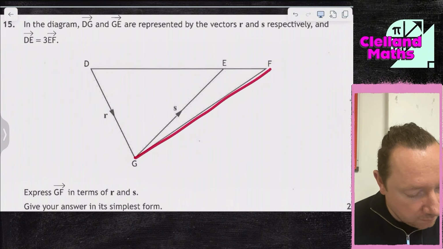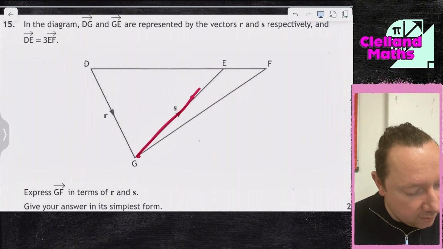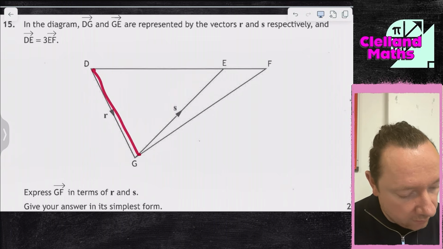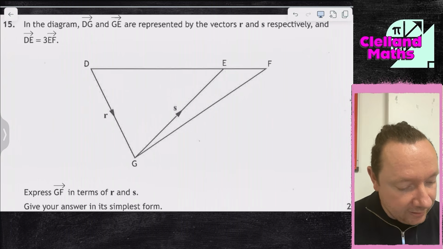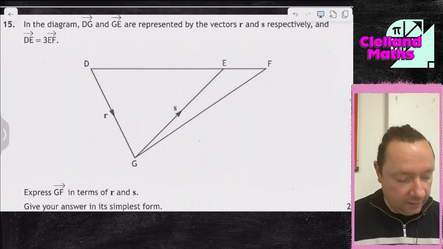Now I can't go that direction. So I could go up here, but then I'll need to know that one. Or I could do some funky thing like go up here and go all the way along, but I still need to know that one. So I'm going to have to work out D to E in some way, or E to F. So let me do D to E.